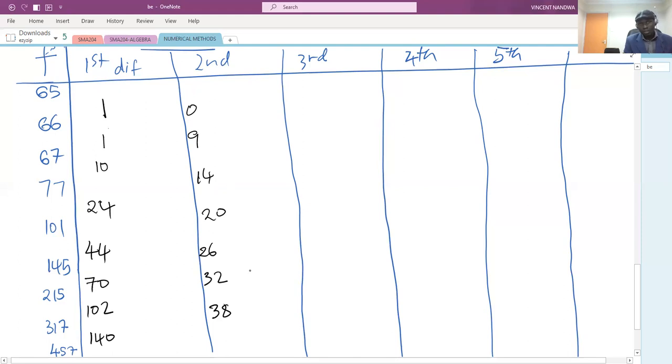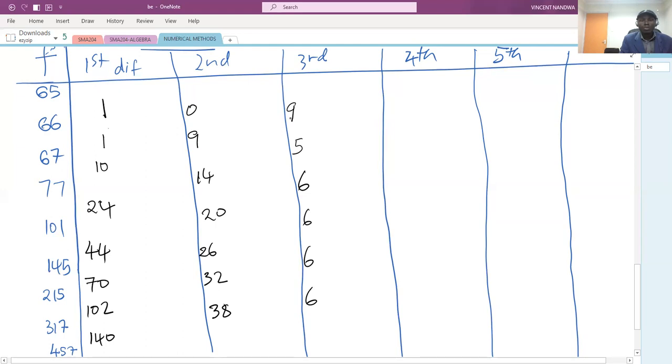So when you check this column, as you draw the differences, please try to observe what is happening. If you find that one column has values which are repeating themselves, then it can tell you that all the differences in that column might have that same value. For this case, all these values are different, so let's go to the next difference. 38 minus 32, we get 6. 32 minus 26, we get 6. 26 minus 20, you get 6. 20 minus 14 gives us 6. 14 minus 9 gives us 5. And then 9 minus 0 gives us 9.